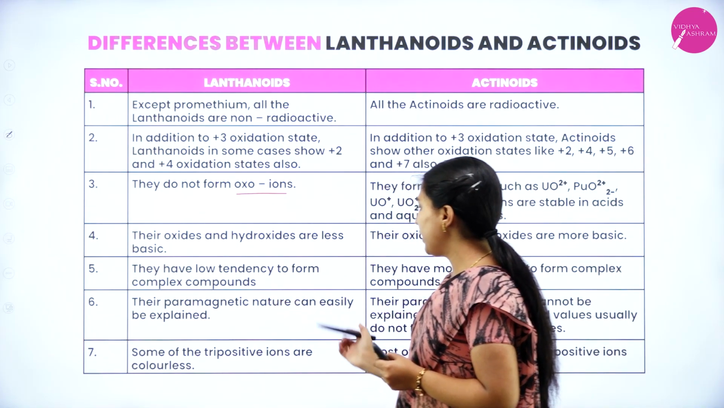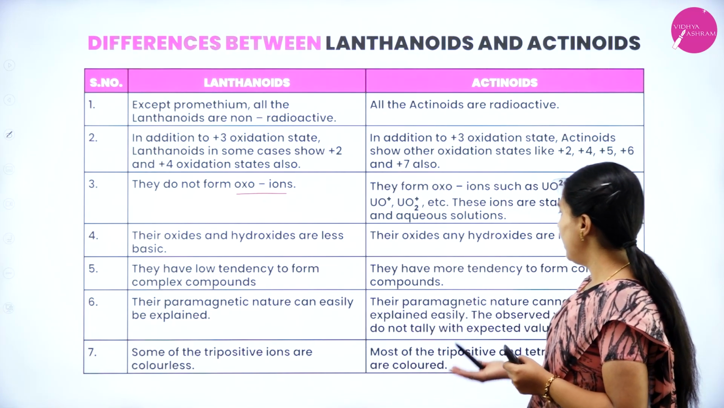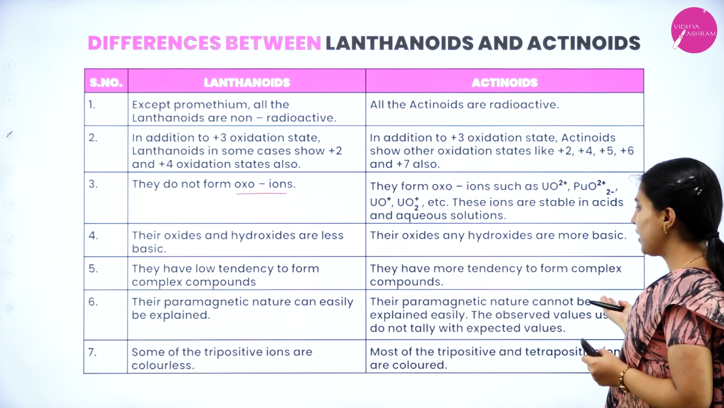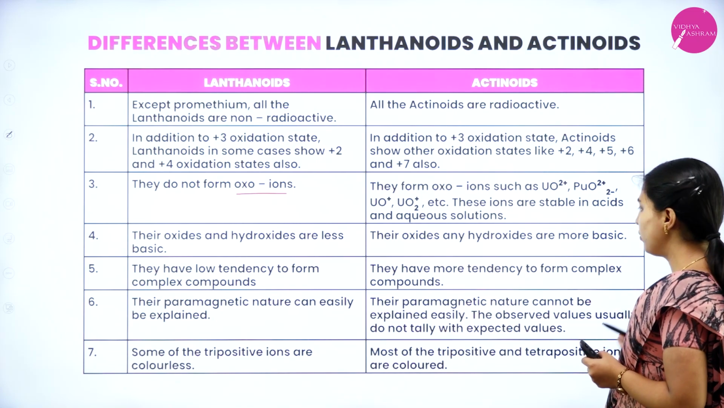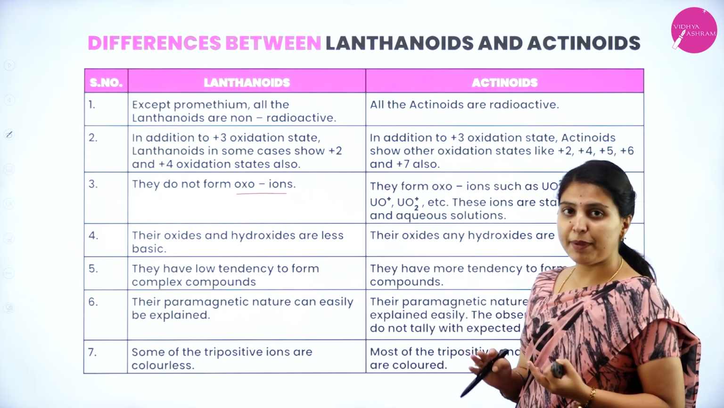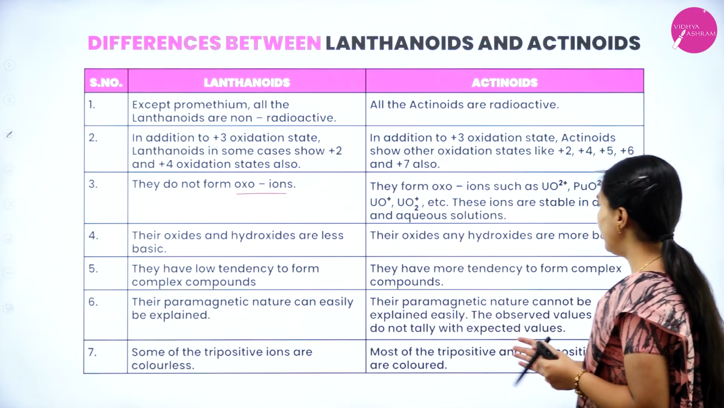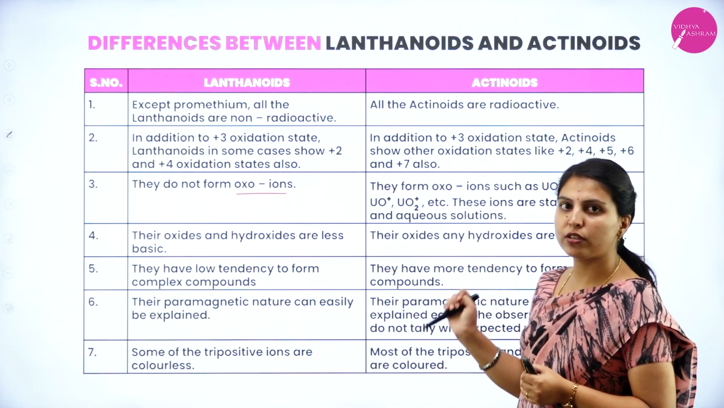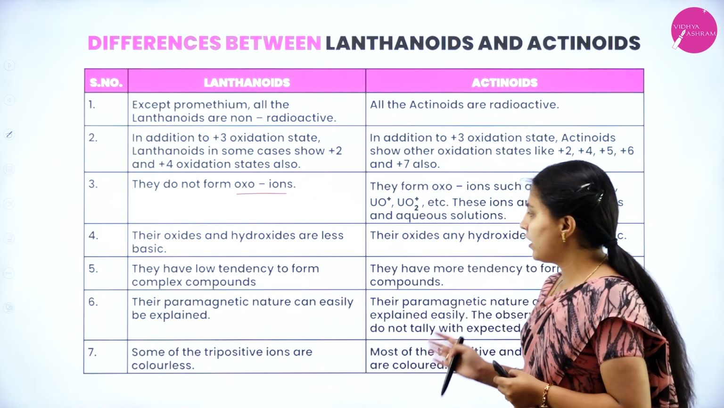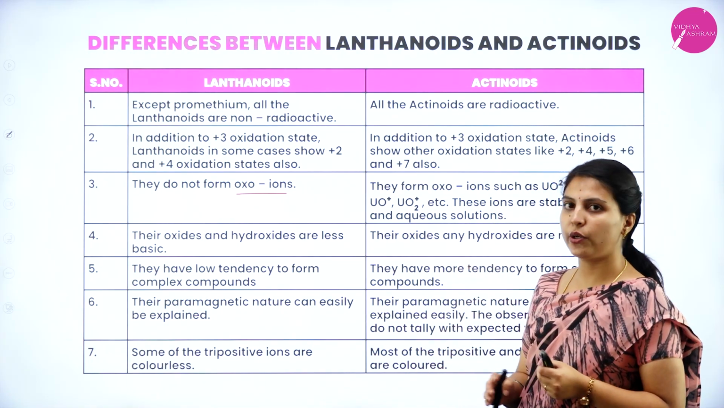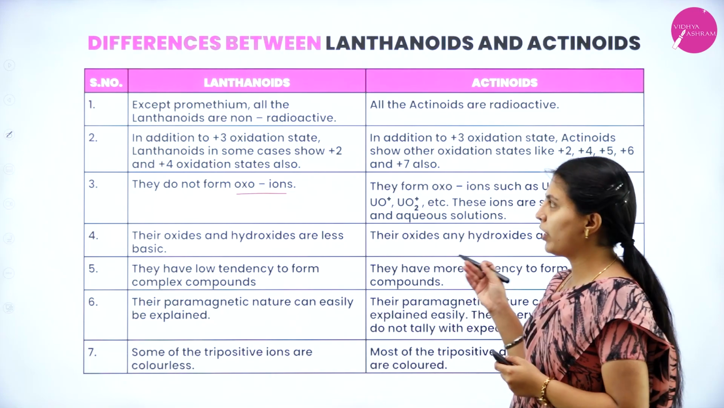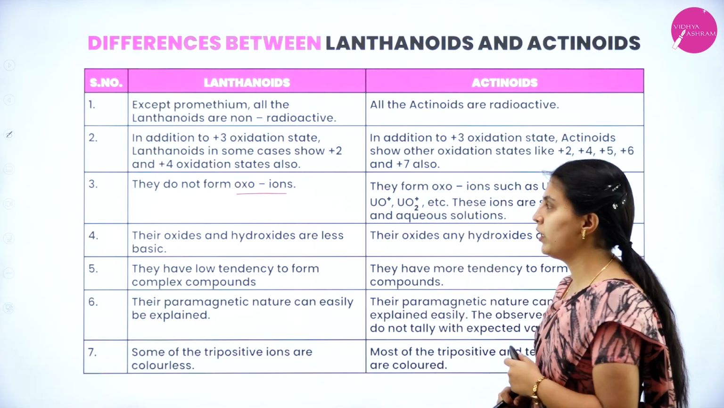Their paramagnetic nature can easily be explained, whereas for actinoids it cannot be explained easily. The observed values usually do not tally with expected values. Some of the tripositive ions are colorless, whereas some of the tripositive and tetrapositive ions of actinoids are colored. These are the major differences between lanthanoids and actinoids, which are very important for examination purposes.